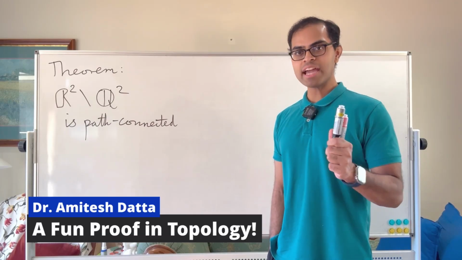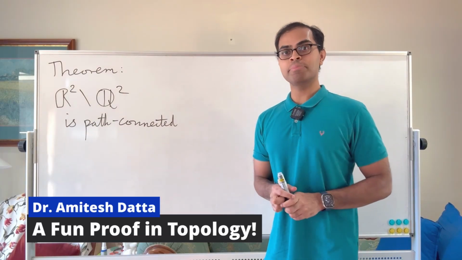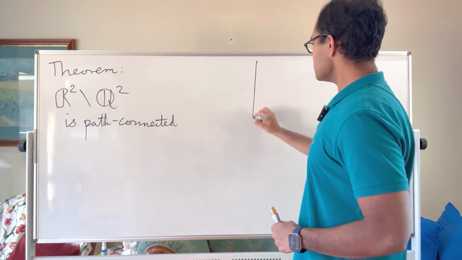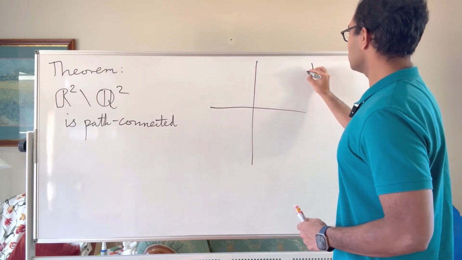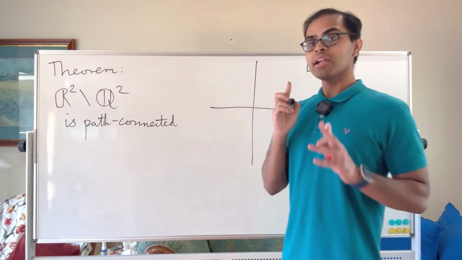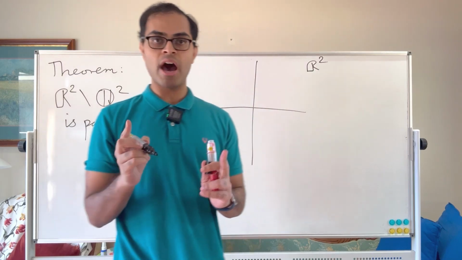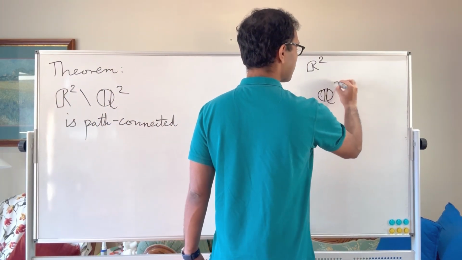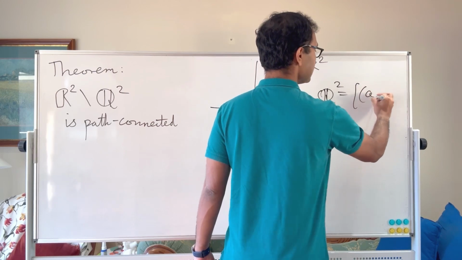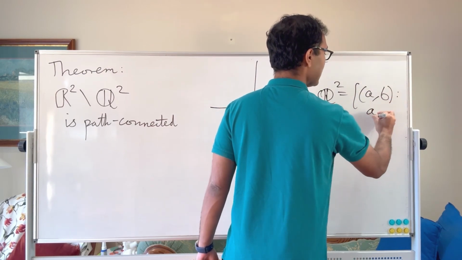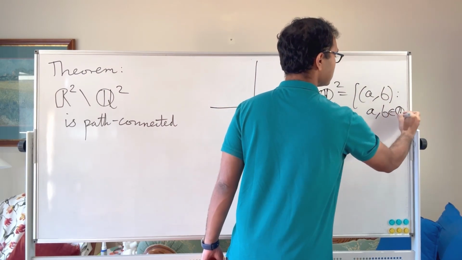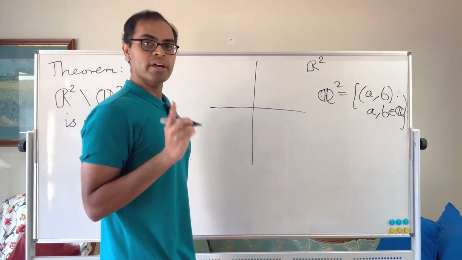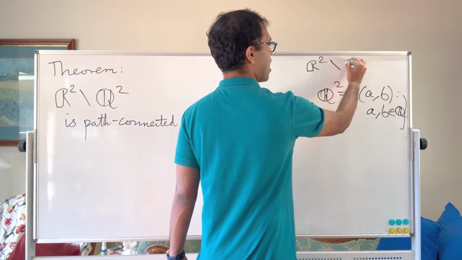I have something mind-blowing for you. Let's consider the plane R2. R2 is just the standard plane, R squared, the Euclidean plane. Now what we're going to do is delete from R2 the set Q2. Q2 is going to be the square of the rational numbers. It's all pairs of points (a, b), where a and b are both rational numbers. This is Q2, and we're going to delete Q2 from R2.